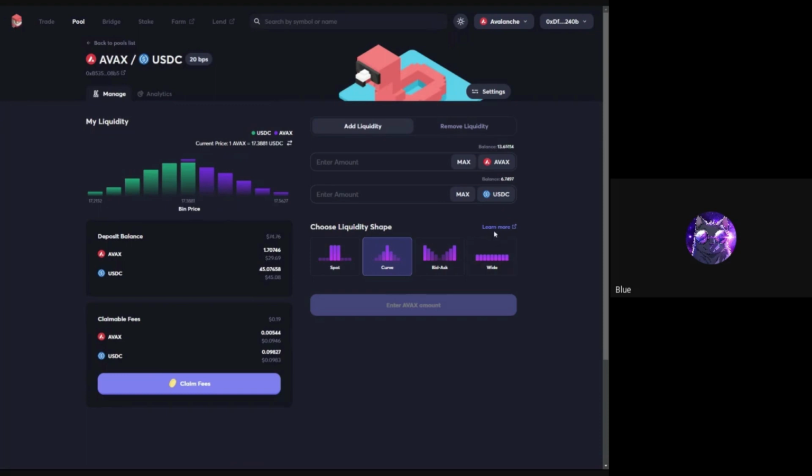This is nice, isn't it? Curve has been slightly adjusted. It's no longer about 30 bins. Well, that's 11 there, so plus or minus 5 from the active bin. Curve is a high risk shape.